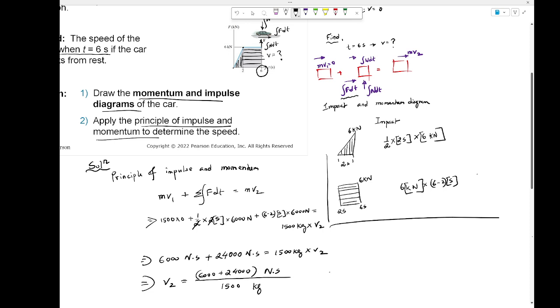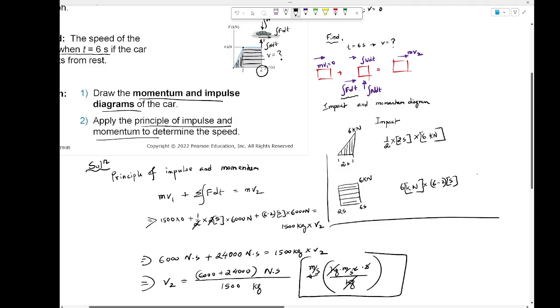Newton is what? Kilogram meter per second squared. Exactly. So kilogram meter per second squared multiplied by second. The second squared cancels out, and the kg cancels out this way. So we're going to be left with only what? This is meter per second, right?